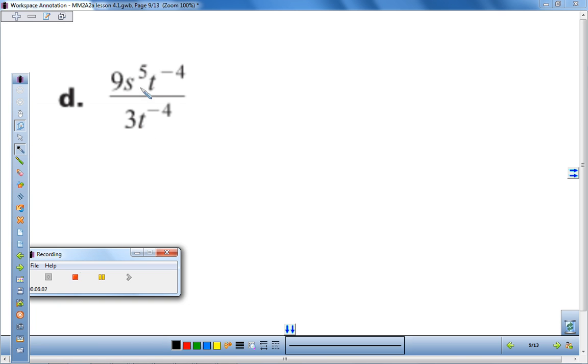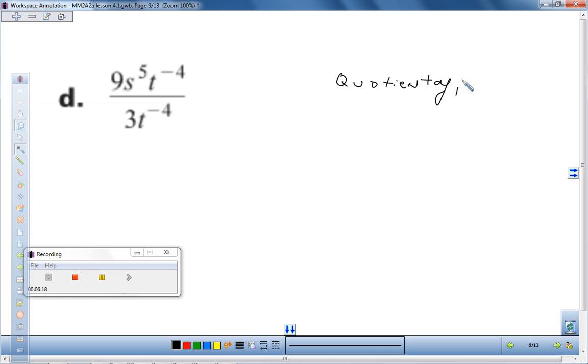Alright, so here, first property we're going to use is the quotient of powers property. So we have 9s to the 5th. Well, let's go ahead and divide that. So let's go 3 into there. 3 goes into 9 3 times. So we end up with 3, and then we'll have s to the 5th.